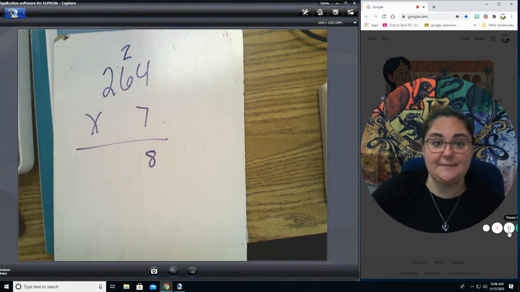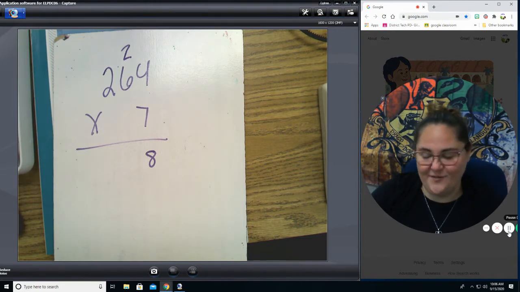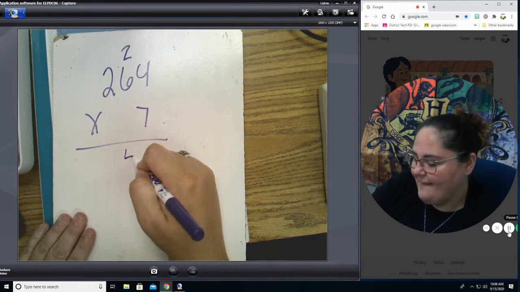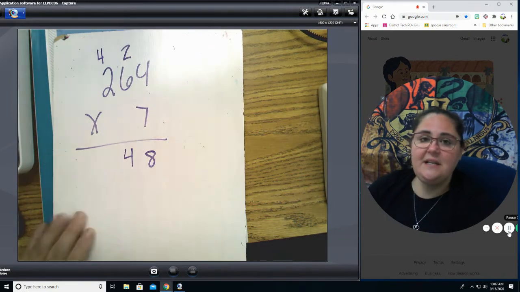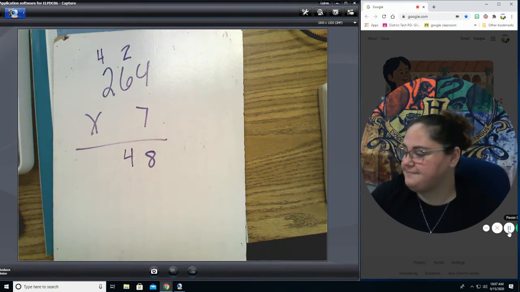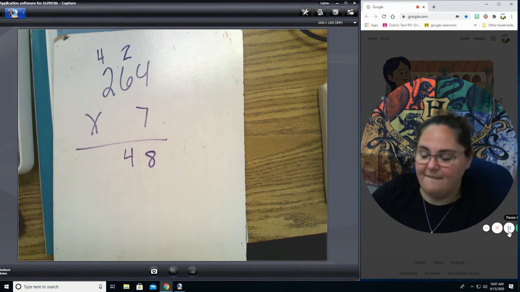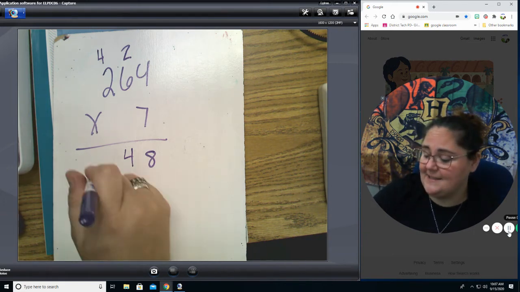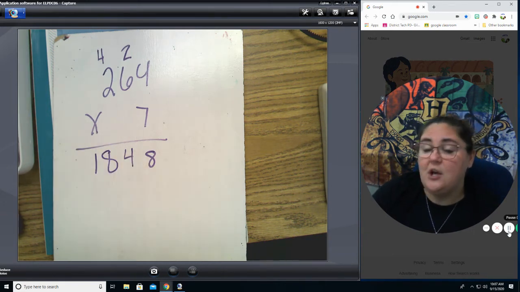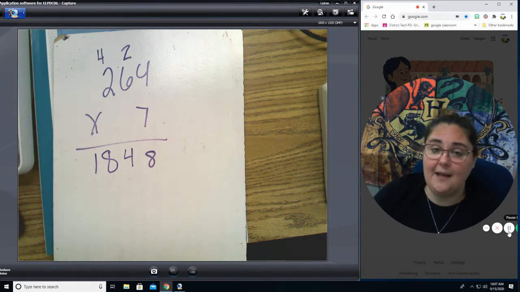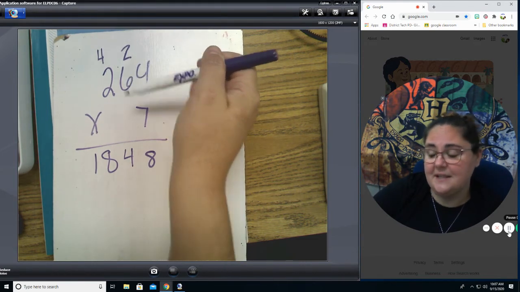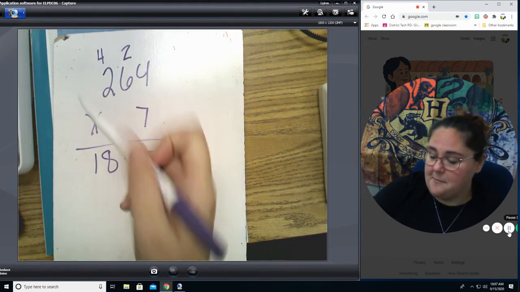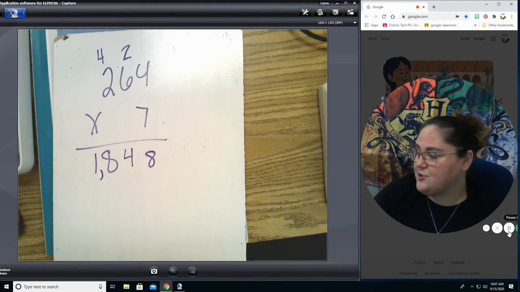7 times 6 is 42, plus 2 is 44. Again, bring my 4 down, carry my other 4. 7 times 2 is 14, plus 4 is 18. You need to multiply one place value at a time. So I started by multiplying by my ones, then I multiplied by my tens, then I multiplied by my hundreds. My final answer is 1,848. What do you notice?